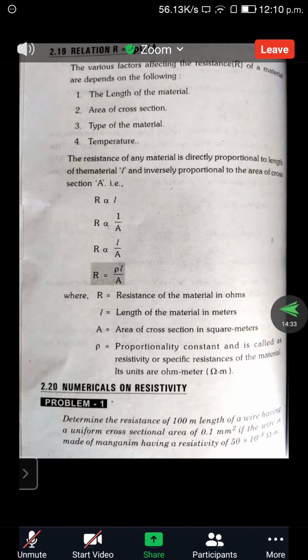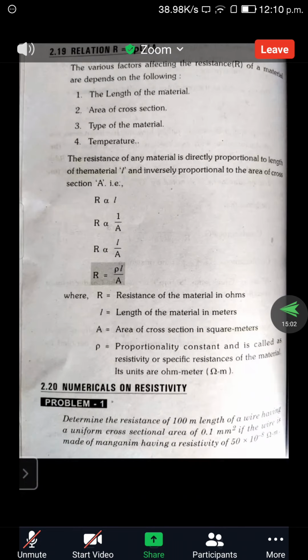Next, the rho and A values will be essential. If the A value and rho value are available, we find them in the problem. A uniform cross section area of 0.1 millimeters square is given. So the area is also given in the problem, but the units are not the same. The length is given in meters, and the cross section area is given in millimeters.